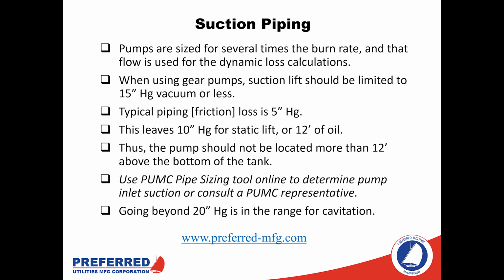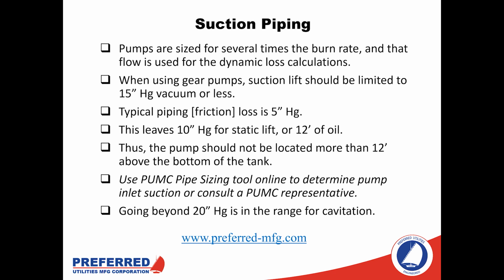Now, one of the things that we want to do right off the bat is we want to make sure that we're not undersizing any of the valves or piping on that suction side and presenting too much of a restriction to the transfer pumps. And it's not just about the size, it can be about the location as well. So when using gear pumps, we want to make sure that our suction value is limited to about 15 inches of mercury vacuum or less. Now, the actual net positive suction head required and available may vary by manufacturer, but these general rules are going to be safe no matter what equipment we're using.